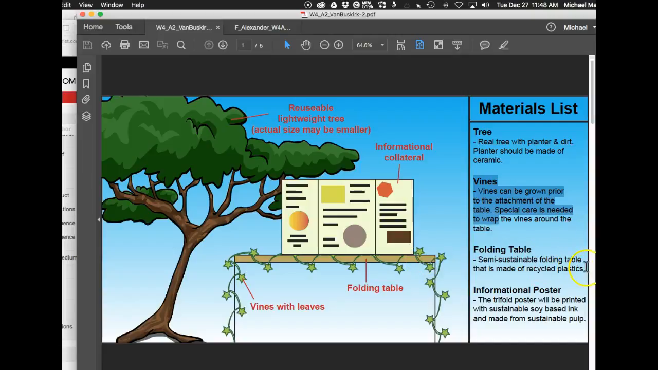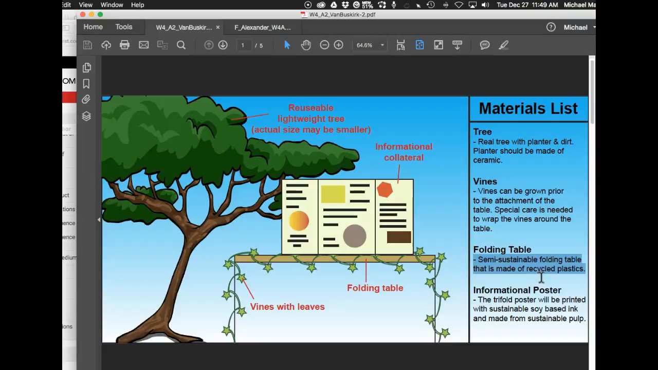Okay, and then you say your folding table is a semi-sustainable folding table that is made of recycled plastics. Now, pushing week 5, I've been saying for 5 weeks now, we need a very detailed list. If I'm a client and my designer comes to me and says, okay, we're using a semi-sustainable table that's made of recycled plastic, I say, okay, first of all, what does semi-sustainable mean? And secondly, what recycled plastics? Tell me about this. This is my money. This is my booth. I'm paying for it. I need to know what's going on. Do you see what I'm saying? So that's why I think that this is underdeveloped.